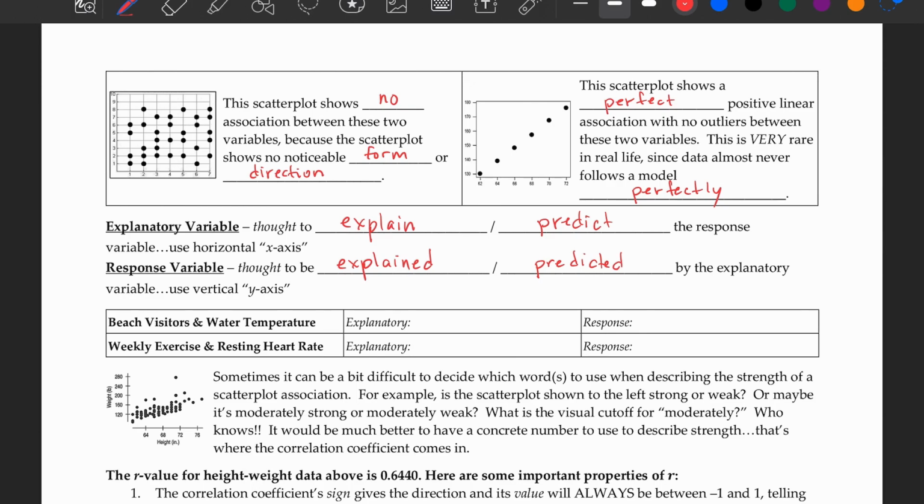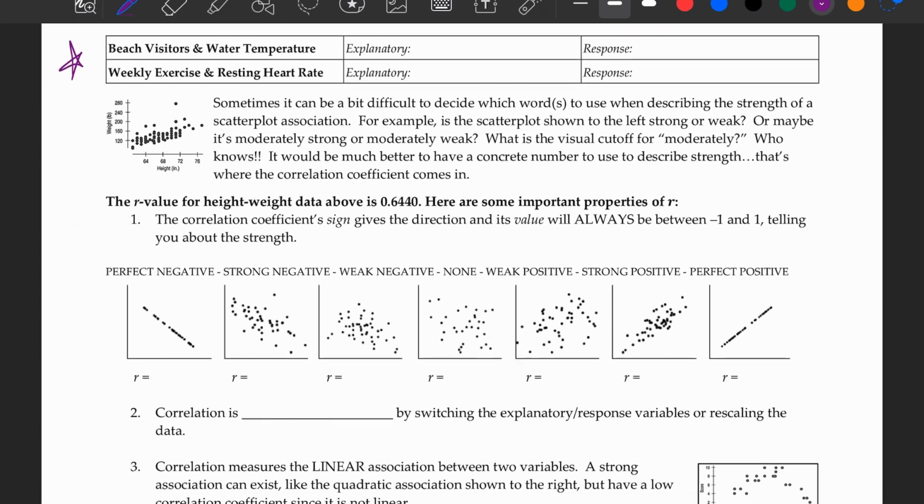To see if you understand which is which, I'm going to leave this one to you to try out on your own. Which of the two variables listed here would you say is explanatory and which is response? Here, beach visitors and water temperature. Which one do you think explains the other? Or which one is responding to the other, whichever question you want to ask yourself? Same thing, weekly exercise and resting heart rate. Which one do you think explains? Make sure you pause and put in those answers there. I'm moving along though. So here, let's continue.